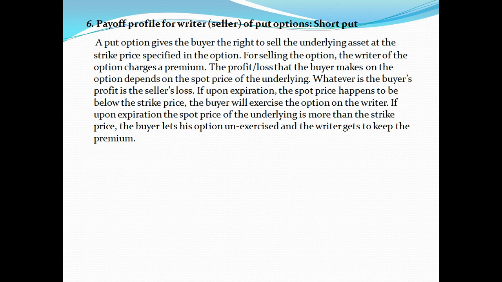If at the option expiry the spot price happens to be below the stock price, the buyer will exercise the option on the writer. If on the expiry the spot price of the underlying is more than the stock price, the buyer lets his option expire and the writer keeps the premium.